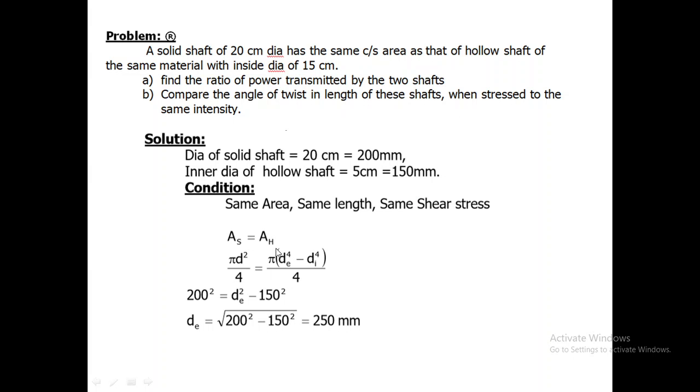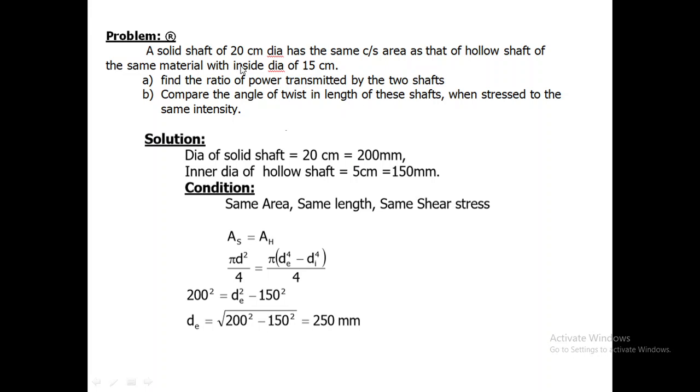So we have one more problem here with a solid shaft of 20 centimeter diameter, having the same cross-sectional area as that of the hollow shaft. So here the cross-sectional area of the hollow shaft is the same as the cross-sectional area of the solid shaft. Instead of giving diameters, he is telling the area is the same, so you can calculate the diameters easily.